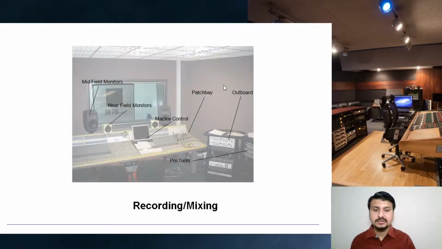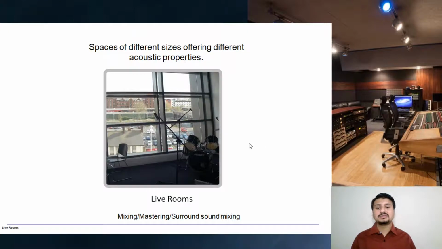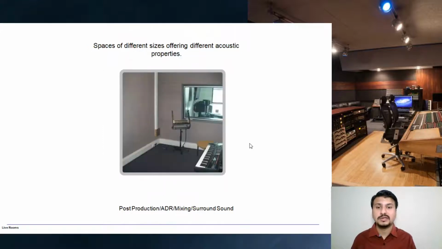Next, you can see again a studio from the right angle, this Mackie control. So these are a few things in the studio. You'll get to know about these things. Next, you can see this is a space of different sizes, offering different acoustic properties. Many times the bands that come to the studio for recording, mastering, or sound mixing take a space to record these things.